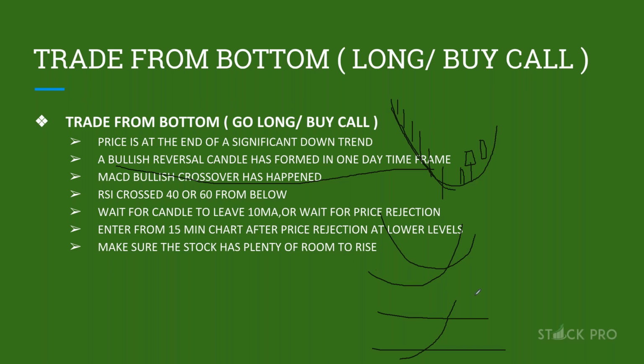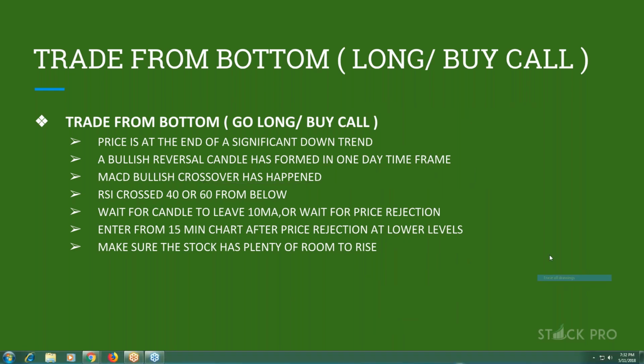Then the MACD bullish crossover should happen and the RSI should go from 40 to 60 from below. Wait for candles to leave the 10 moving average or look for the price rejection in 15 minutes at the lower level, and ensure that the moving averages have a good distance between them, so the stock has plenty of space to go up. This is called trade from the bottom, a bottomed out stock giving us an opportunity to buy.